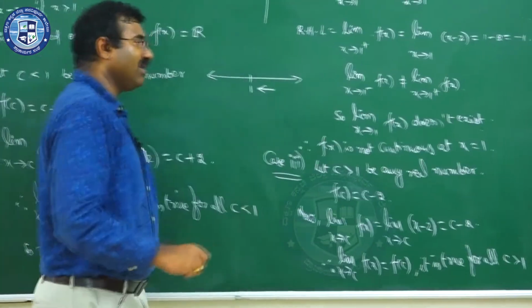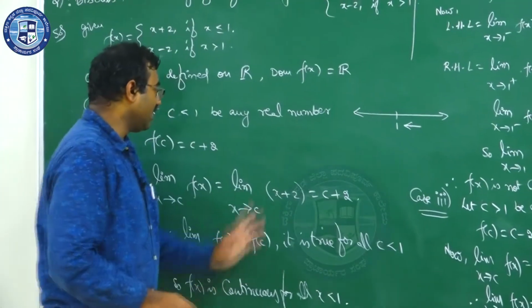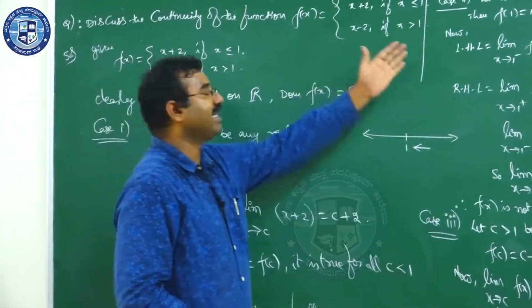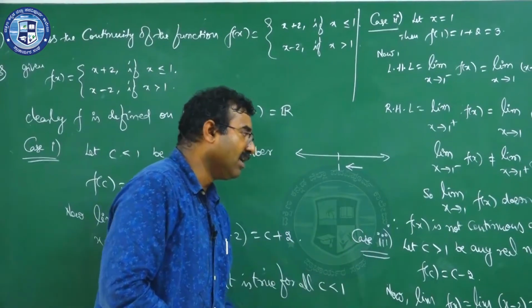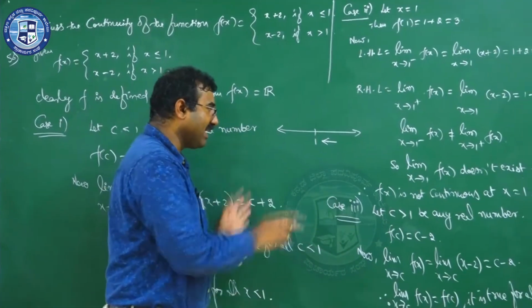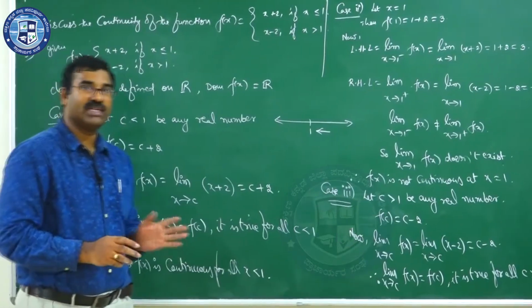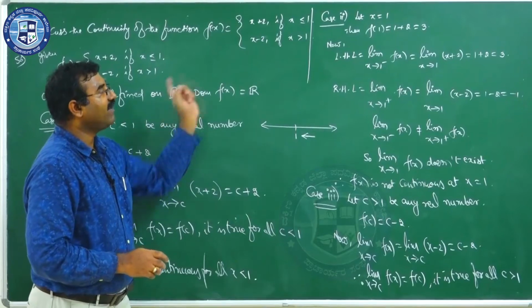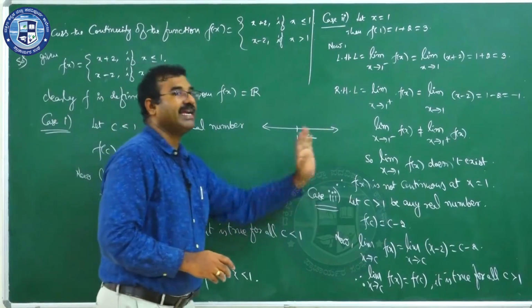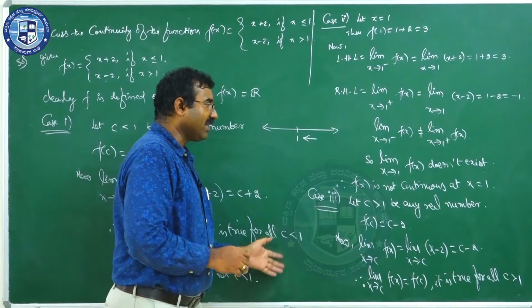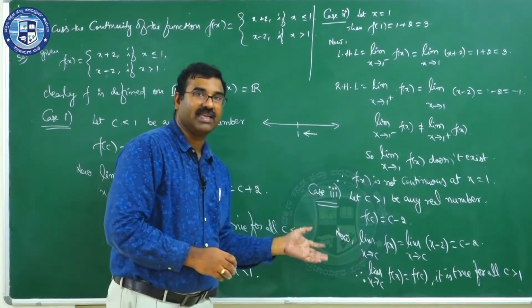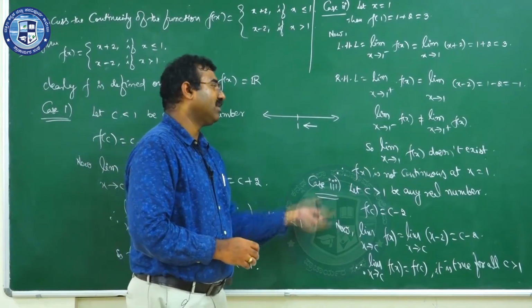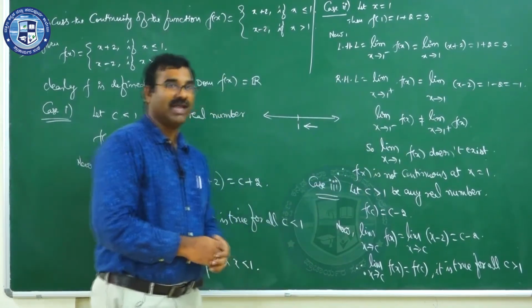So that means we covered the entire real number system. For c less than 1, all the real values we worked out, and when x equal to 1 we worked out, and when c is more than 1 we worked out. Then from case 1, case 2 and case 3, what we observed, the function is not continuous at x equal to 1. That means we can conclude by case 1, case 2 and case 3, the function is continuous throughout the real number system except at x equal to 1.